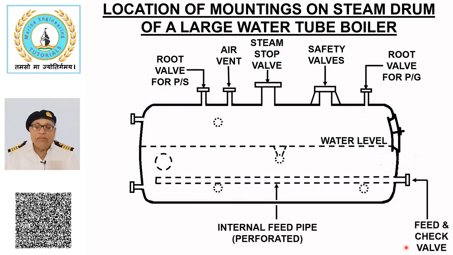Feed and check valve. Feed and check valves are used to supply feed water in boiler drum or steam space. Each boiler is equipped with two sets of feed and check valves called main line with control valve and auxiliary line for use in emergency. Purpose of check valve is to prevent backflow of water if line ruptures. Feed water is uniformly distributed in the drum through a perforated internal feed pipe as shown here to prevent thermal distortion.